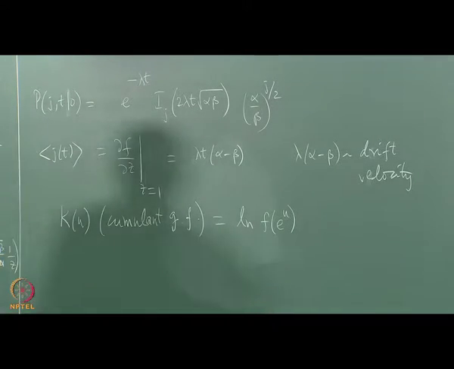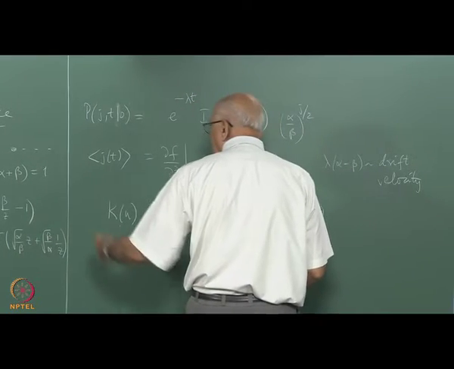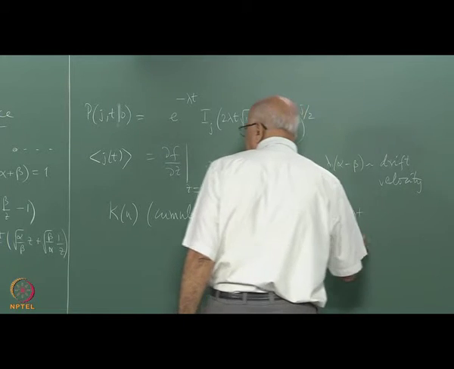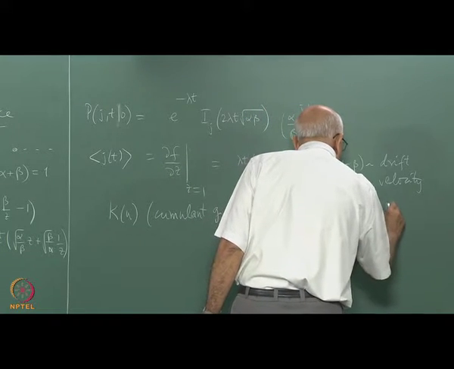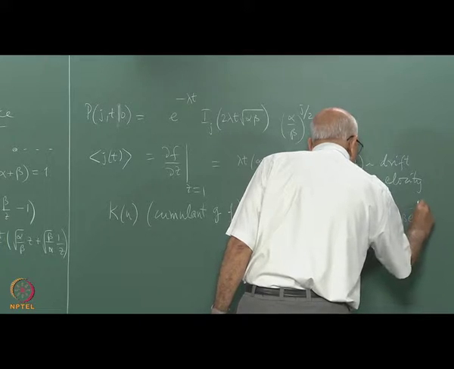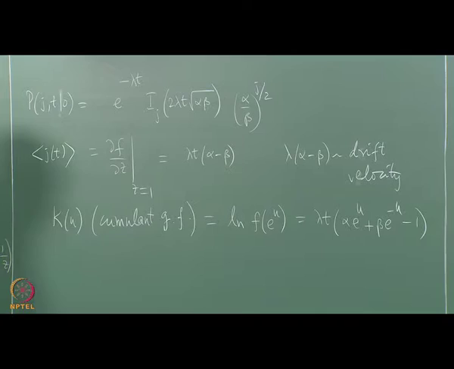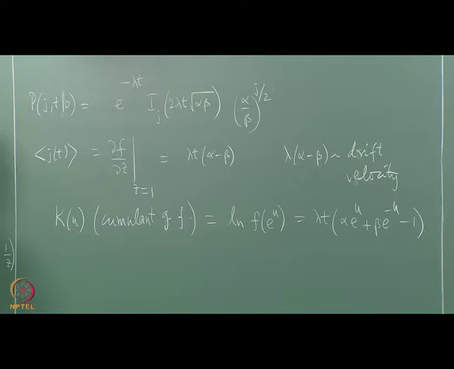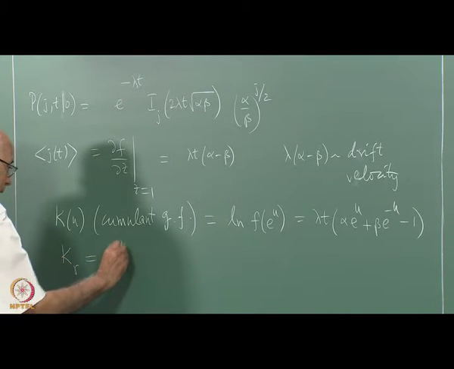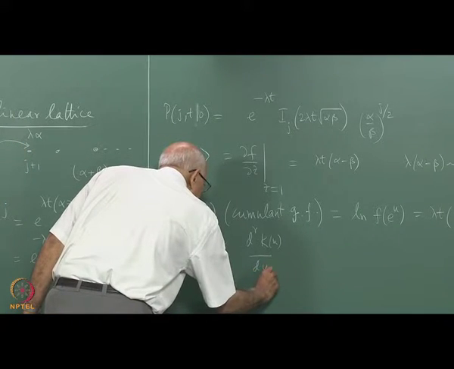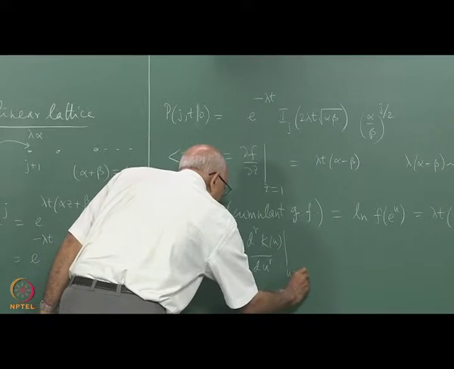And that is equal to, well, all we got to do is to take logs out here. So this is equal to lambda t times [alpha e to the u plus beta e to the minus u minus 1], and that is it. Therefore, it immediately follows that the rth cumulant k_r is just d^r K(u) over du to the power r evaluated at u equal to 0.